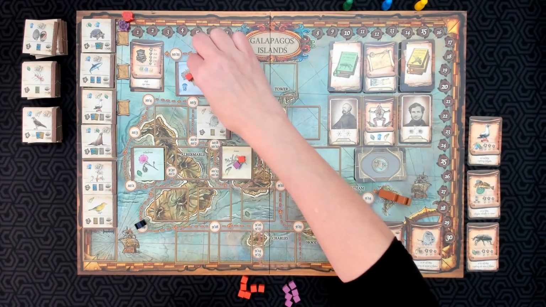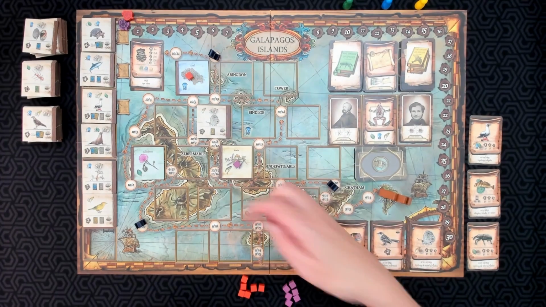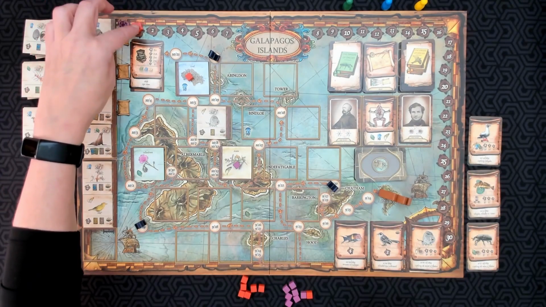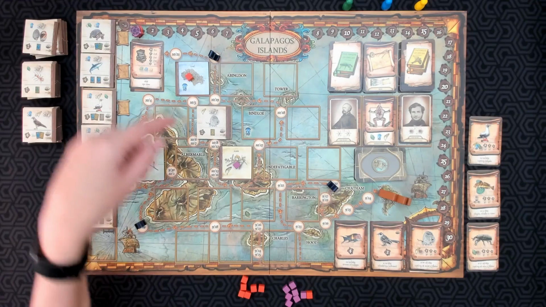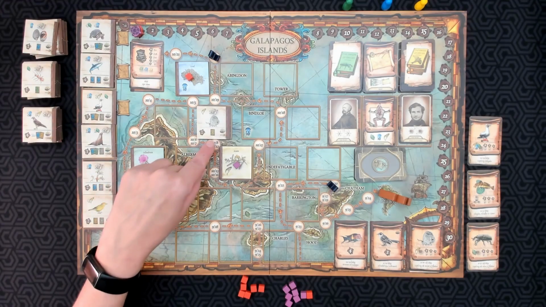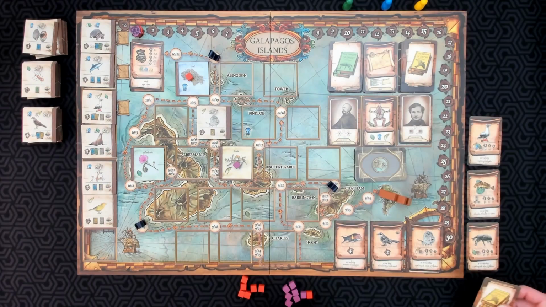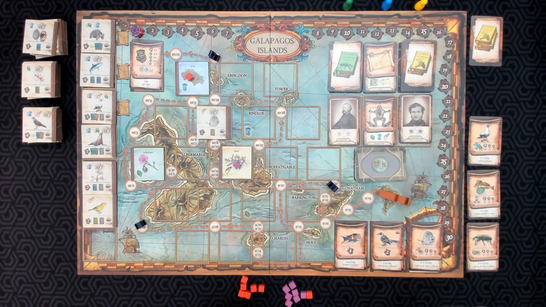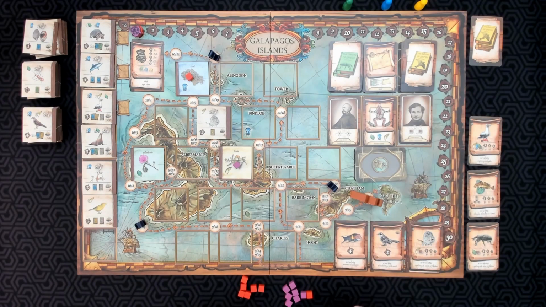I remove my cubes. I'm paying 2 of anything, so 1 water and 1 air. And I get 1, oh, Charlie, by the way, as the second player, starts with 1 point. So I get 1 point for my discovery of that species. I get 1 yellow-backed air card. So that's going to give me, let's see, I can put those up here. That's going to give me 3 books at the end of the game. And I also advance the beagle 1 space.